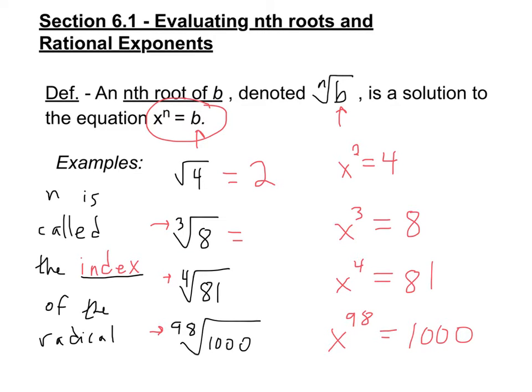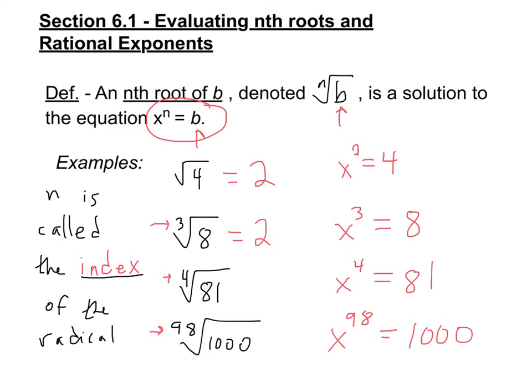As you can see, some of these are a little easier to figure out than others. But the solution to x to the third equals 8, what makes that true? You might recognize that if you plug in a 2, that'll make it true, because 2 cubed equals 8. 2 times 2 times 2 is 8.